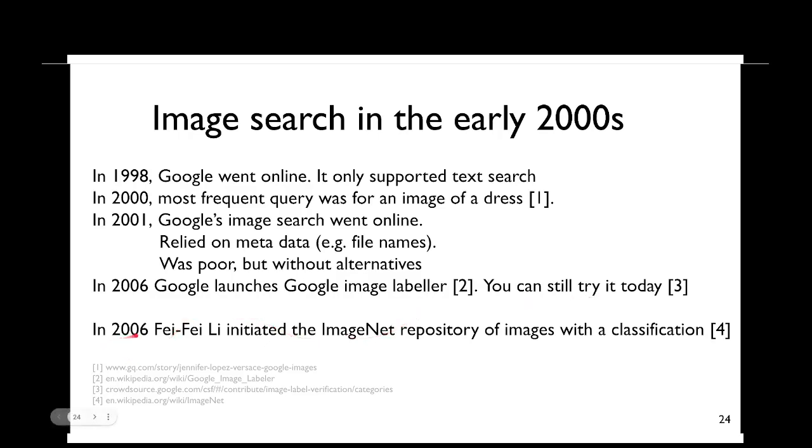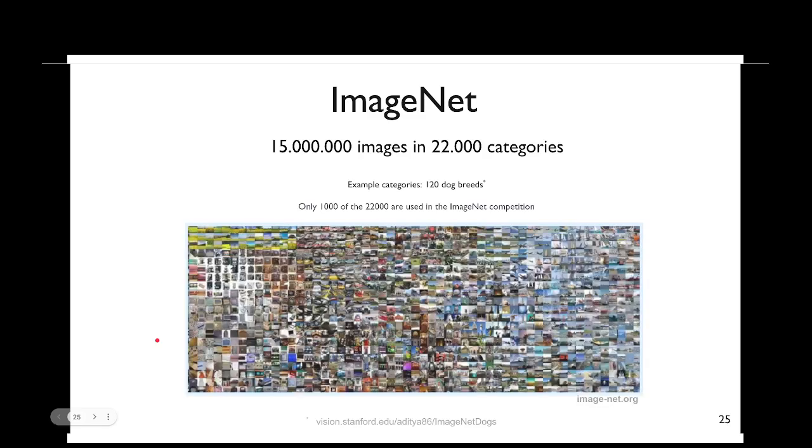In parallel, in 2006, there was Fei-Fei Li, professor, I think, then on the East Coast in Harvard or Princeton, and later in Stanford, who initiated the ImageNet repository for image classification. And this went online in 2009, and ImageNet was really a very, very important resource for neural networks.